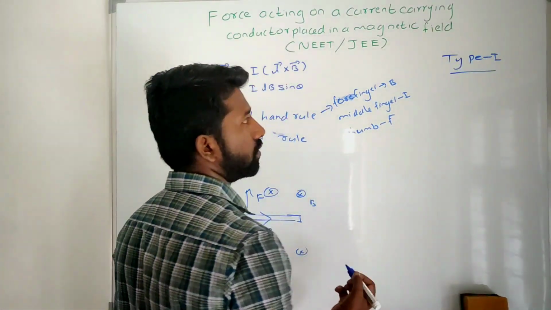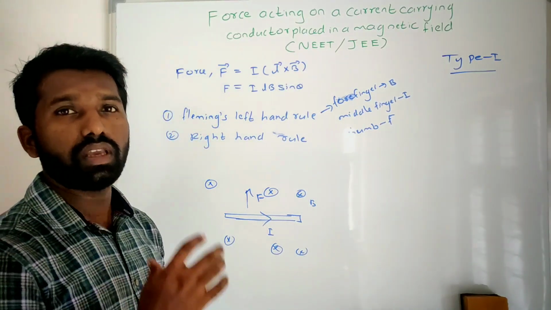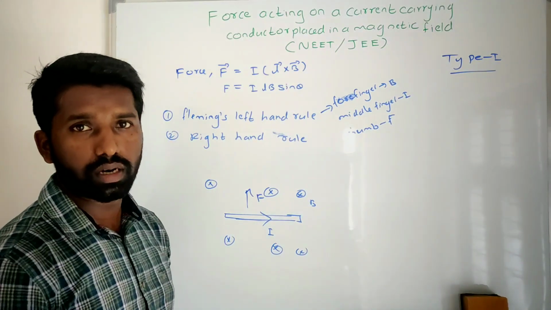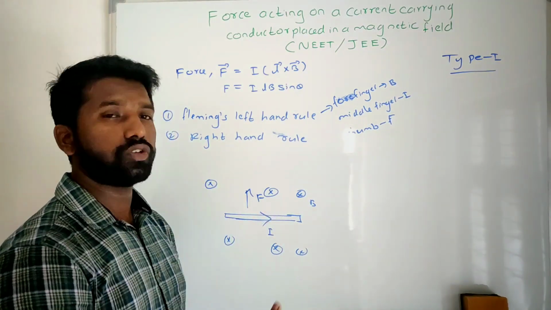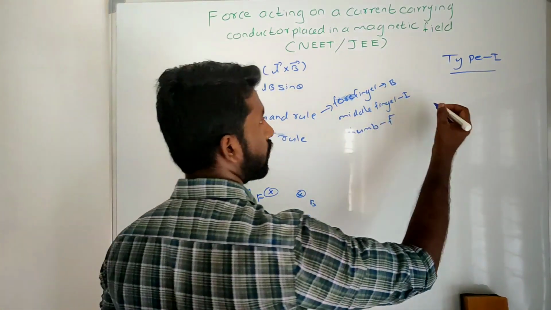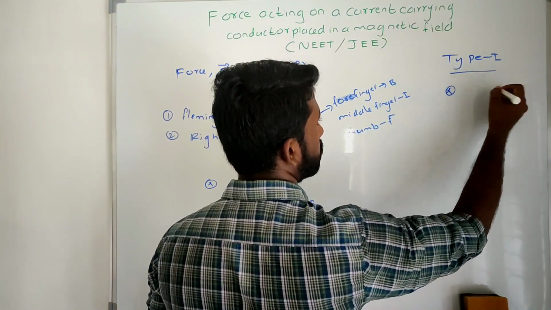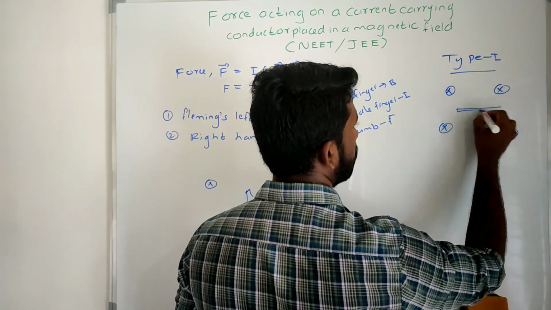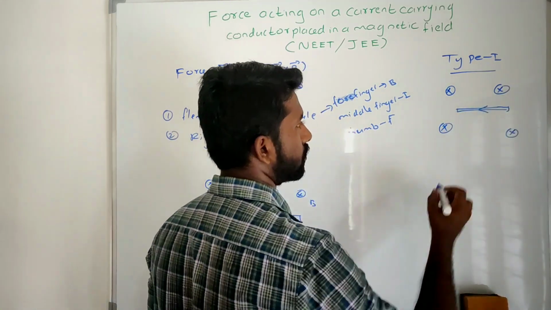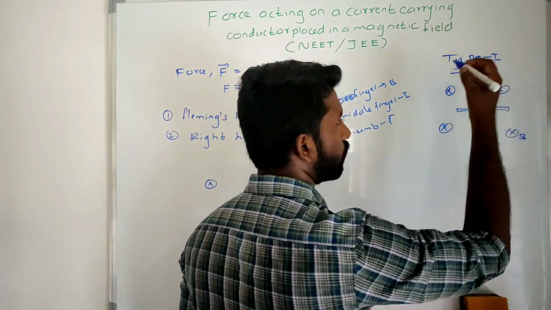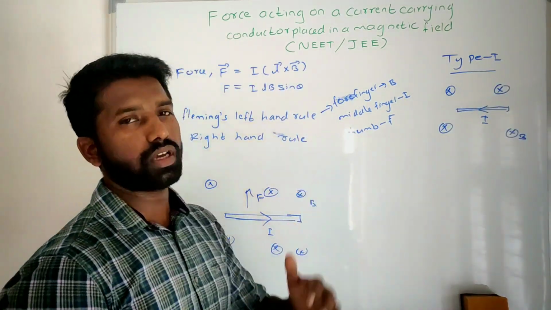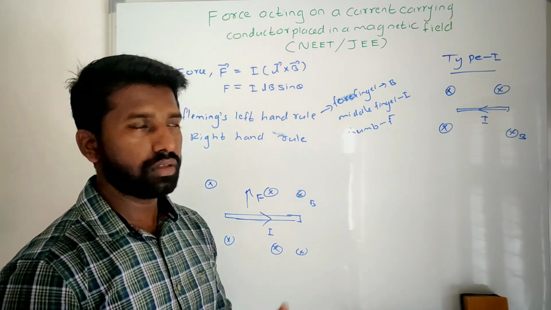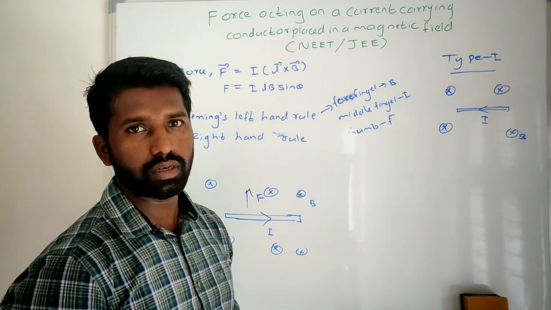In type 1, they give a diagram. They will give the magnetic field and the current carrying conductor, and we have to find out the force direction. You can expect questions like this. If the current is like this and the magnetic field is like this, how will we find out the force direction? By using Fleming's left hand rule or the right hand rule.